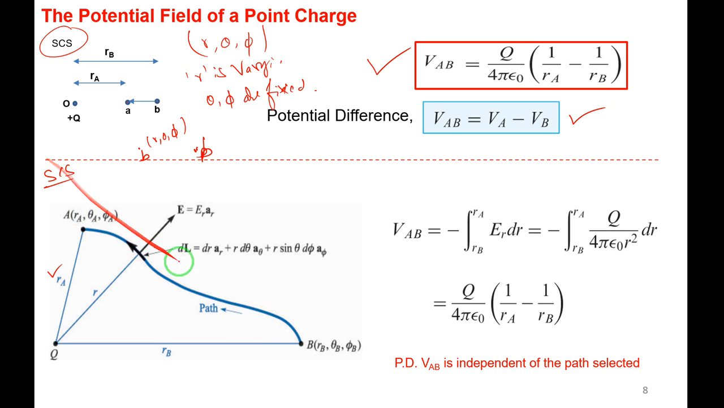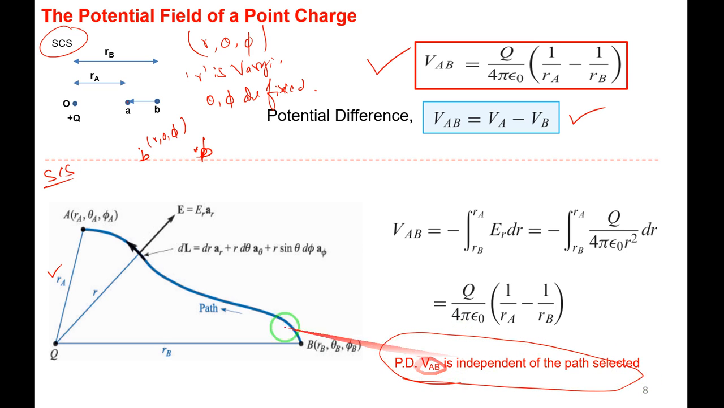But in this problem, if I move from the initial position to the final position, we will prove this: the work done VAB is independent of the path selected. We have to prove it. We'll see it. Here if I move from B to A by either path, the work done VAB is independent of the path selected, just like the work done is independent of the path, we will see here, right?